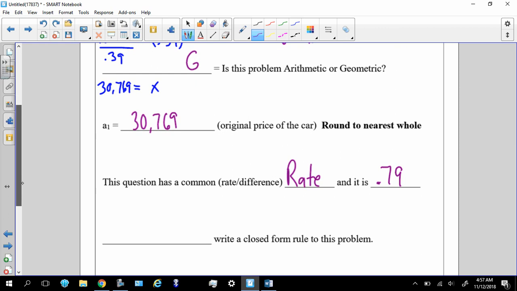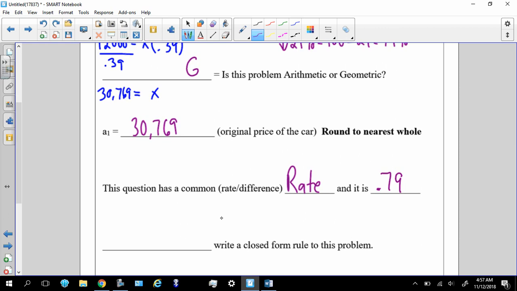All right, now let's keep going. What is closed form formula? Remember, closed form is something, parentheses, something to the n minus 1 power. Well, I already know what my rate is, 0.79. My first term was 30,769. So there it is. Let me rewrite it to where it's actually neat.